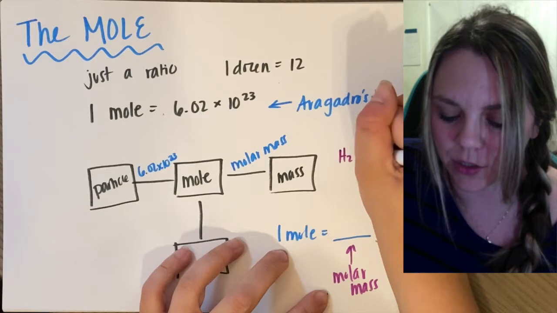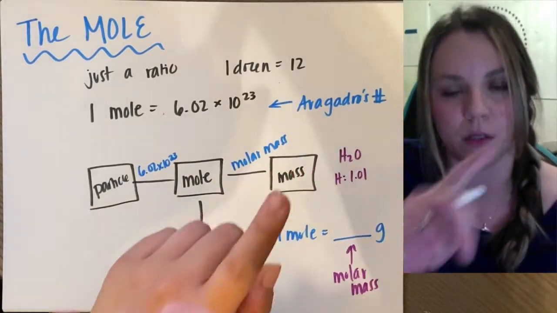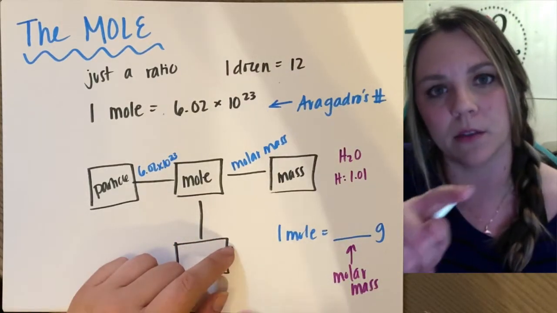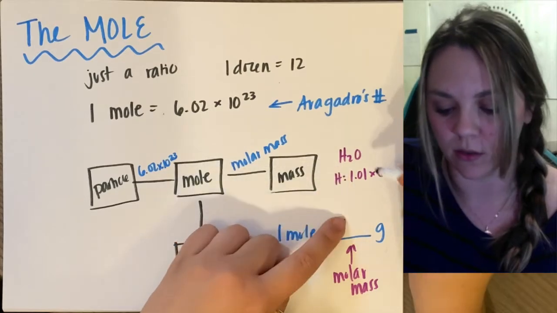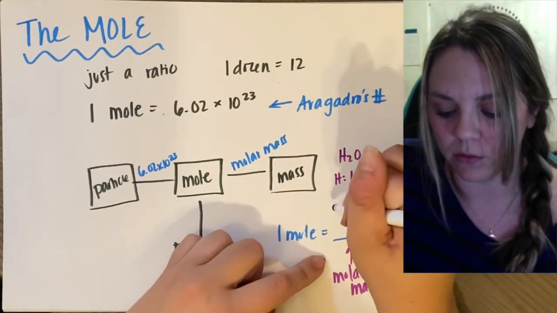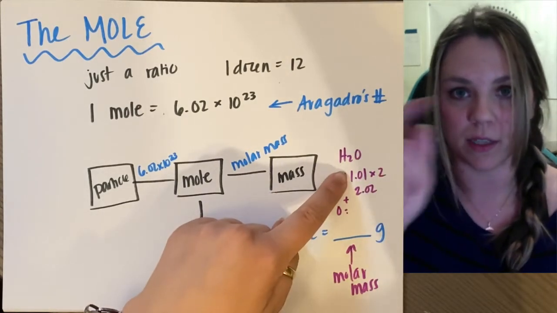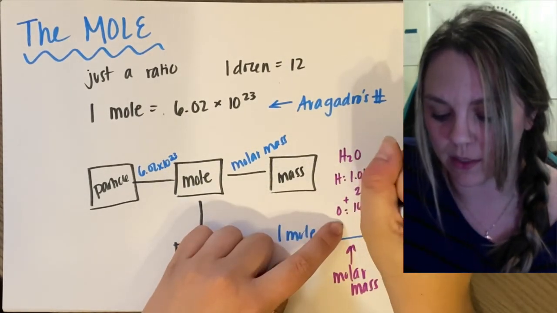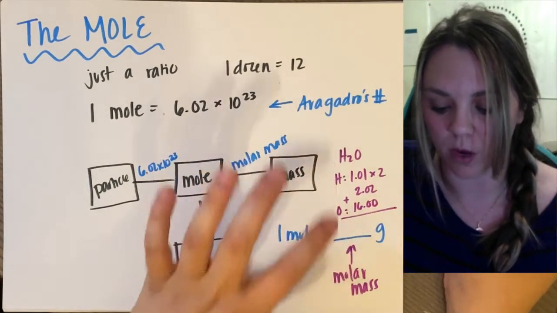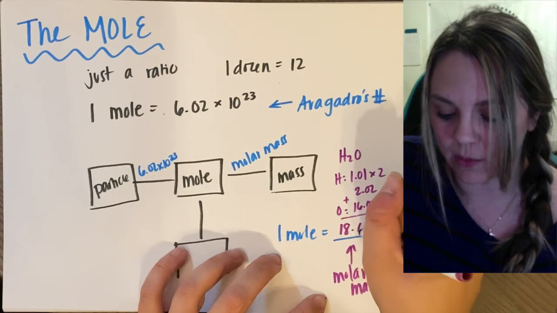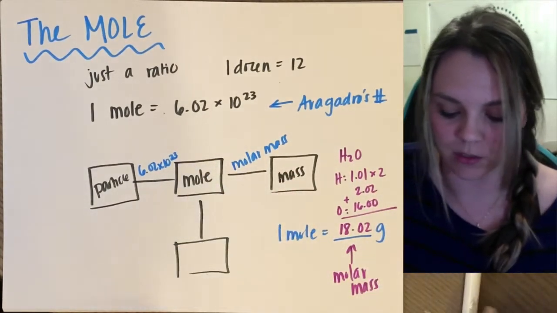So like H2O, each hydrogen is 1.01. If you look at your periodic table, the average atomic mass is 1.01. There are 2 of them in water, so this will be 2.02, plus my oxygen on my periodic table. You find it. It's going to be 16.00. So your molar mass of water is going to be 18.02 grams for 1 mole. That's how you convert between these two.